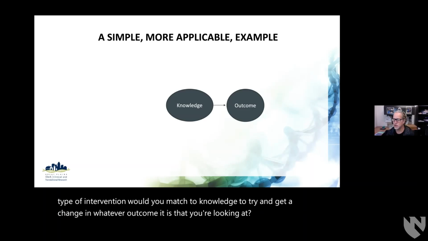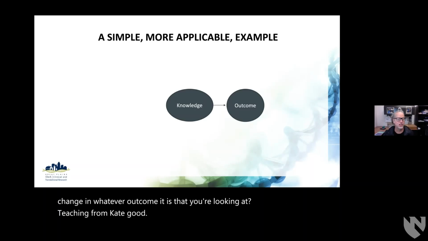Teaching, from Kate, good. Education, from Heidi, perfect.